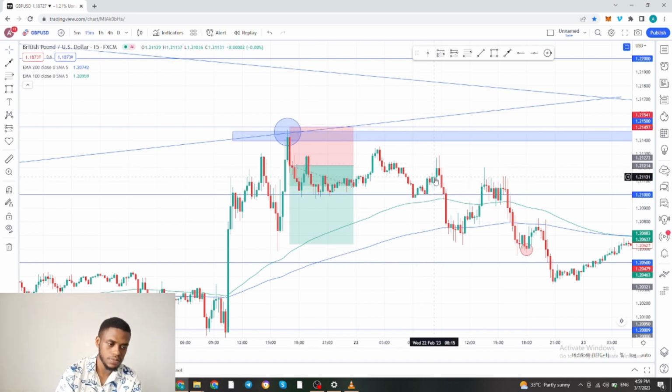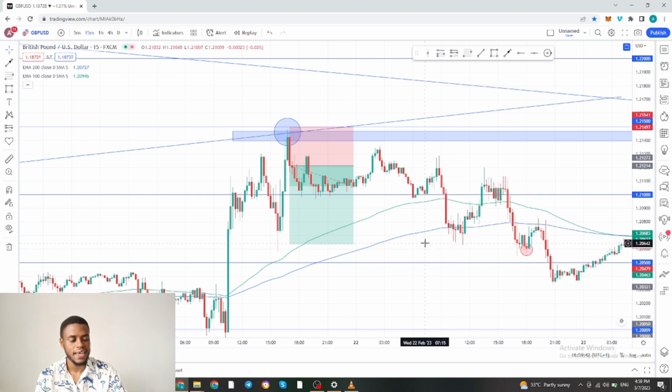Price went up, touched, dropped, went up, and then dropped and hit take profit right here. And that is how you do your top-down analysis.